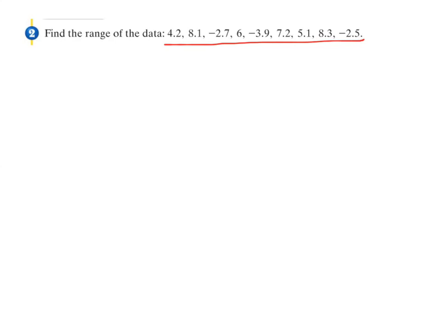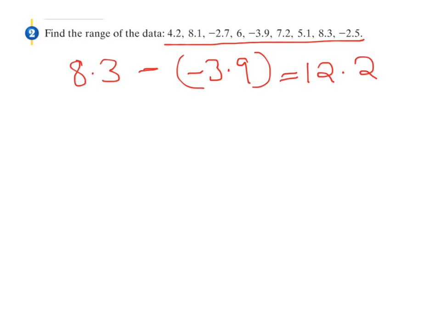Now, which is the greatest value? It is 8.3. And which is the least value? It's -3.9. And the difference between the greatest and the least is 12.2. So the range is 12.2.